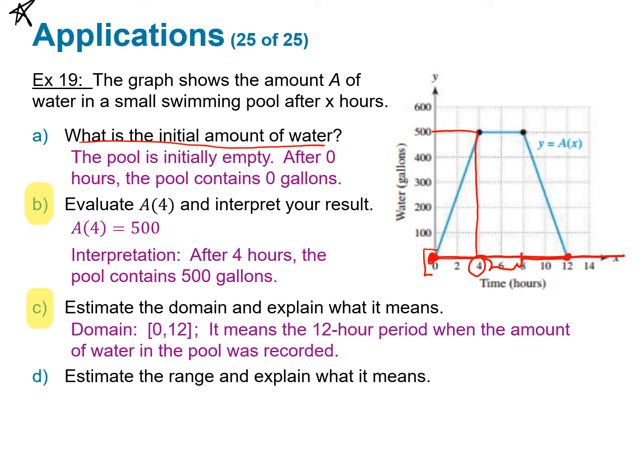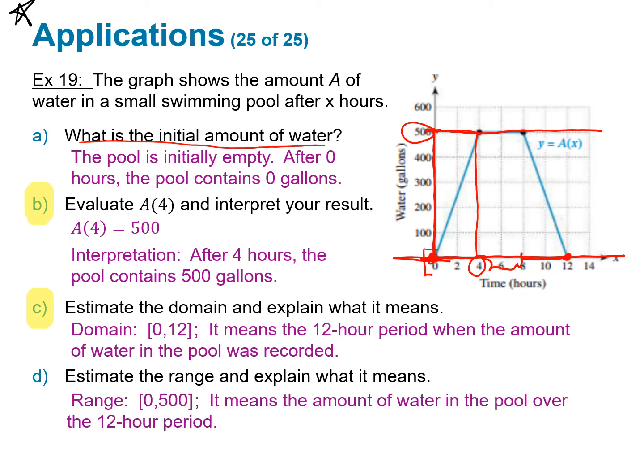The range, however, is going to be these y values from 0 gallons to 500 gallons. So the minimum amount of pool water was 0 gallons. The maximum was 500 gallons. So from 0 to 500 is what we're looking at. And this means the amount of water in the pool over a 12-hour period was from 0 gallons to 500 gallons.